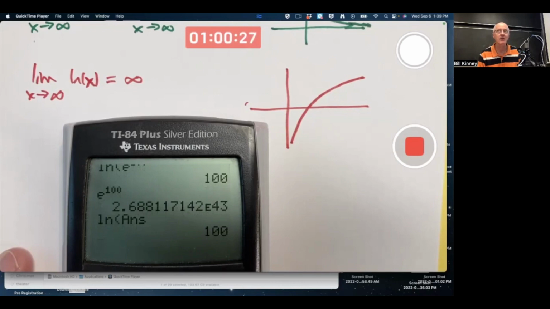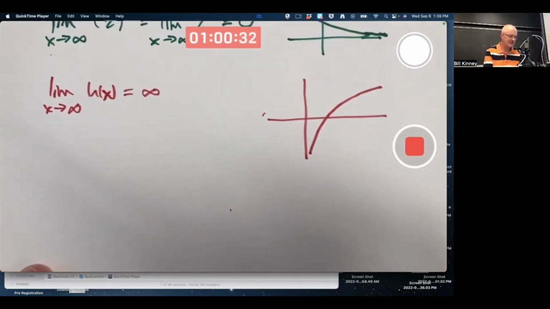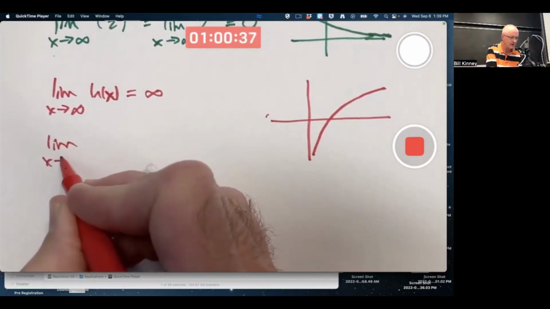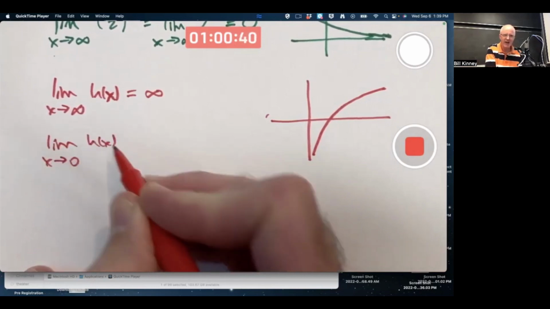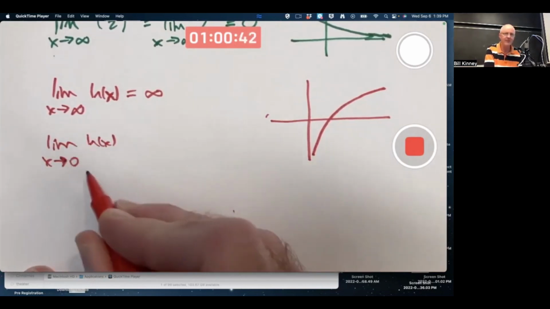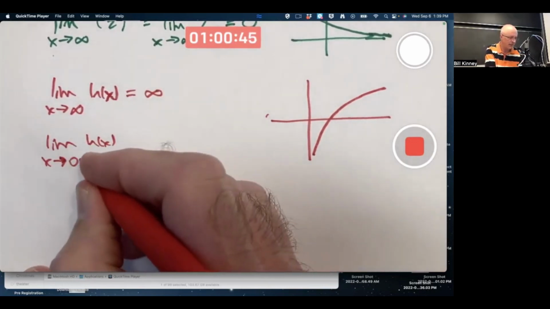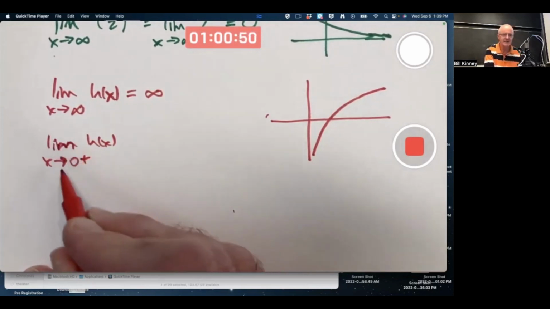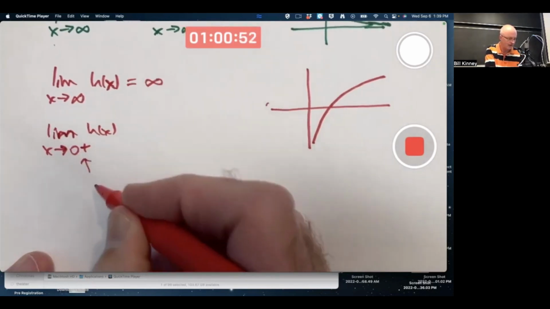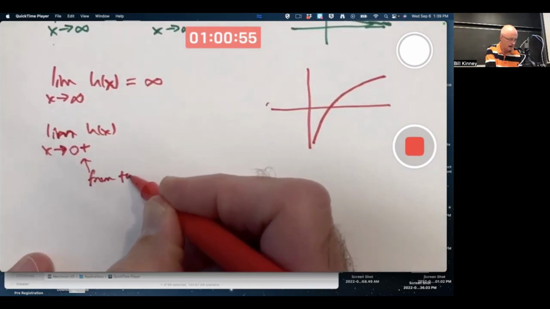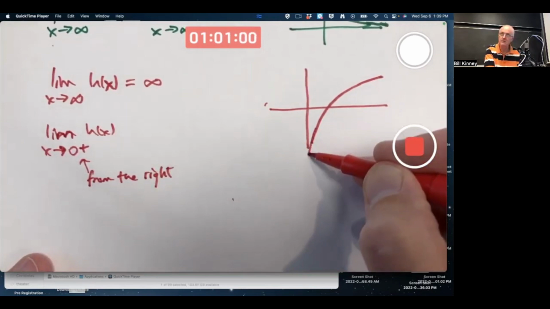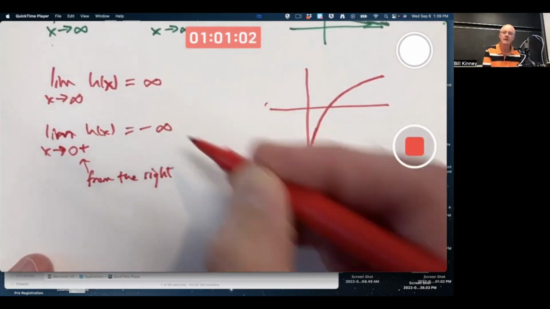This is hinting at a more general argument. What about as x goes to 0, but never reaches 0? Can I write that? The limit as x goes to 0 of ln of x. And I really should emphasize that I'm only plugging positive numbers in for x. That's done by putting a plus sign to the right of the 0. That's a limit as x goes to 0 from the right. The graph does go down forever and ever. It's minus infinity.